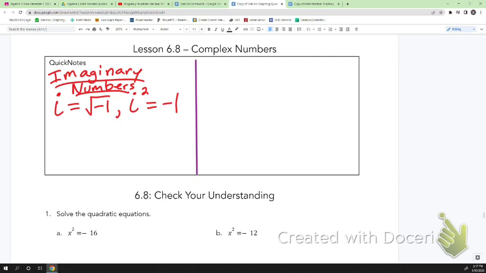Imaginary numbers. i is equivalent to the square root of negative 1. So whenever you've got a negative number under a square root, you can now write it in terms of i. i squared is equal to negative 1. And we talked about complex numbers. They have a real part and an imaginary part. a represents the real part. bi represents the imaginary part.